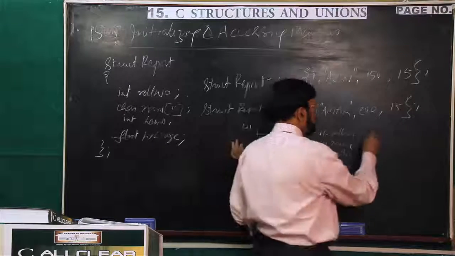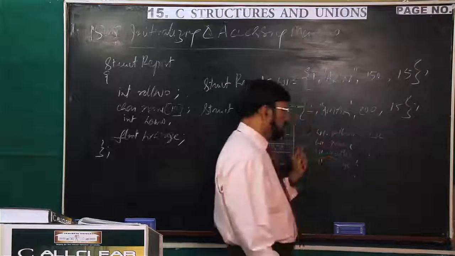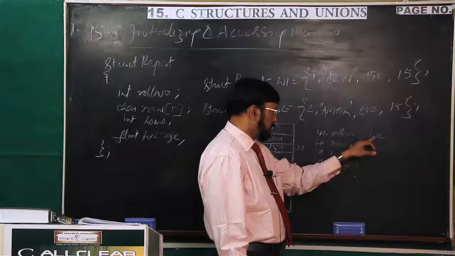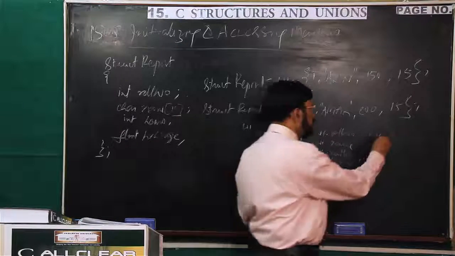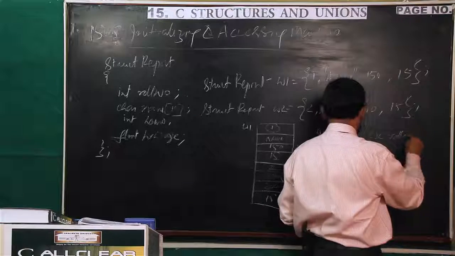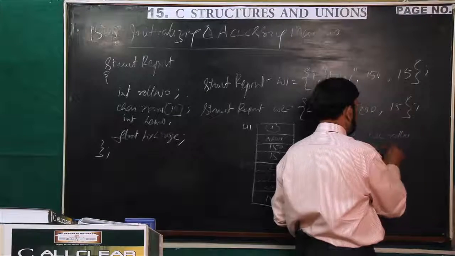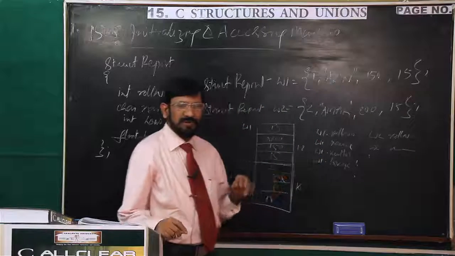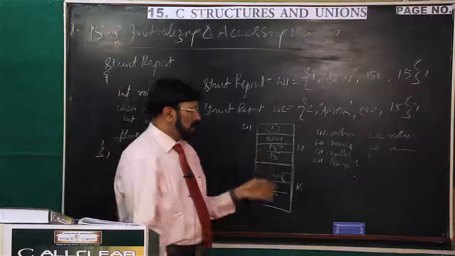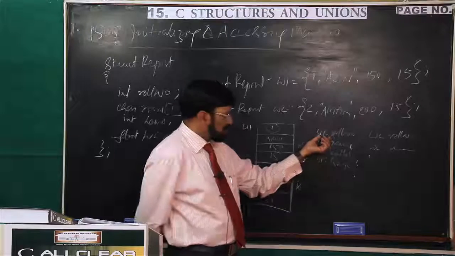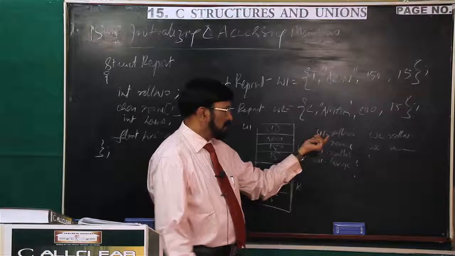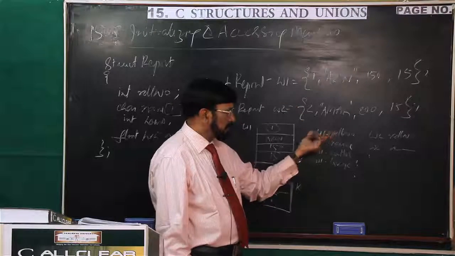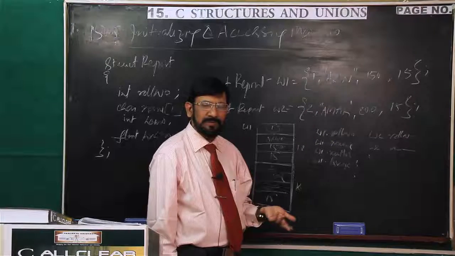In the same way, worker 2 also: worker 2 dot roll number, worker 2 dot name, like this. So this is the notation in order to access. If you are able to access, now you can write once it is initialized. If you write this in printf, then the values are printed.